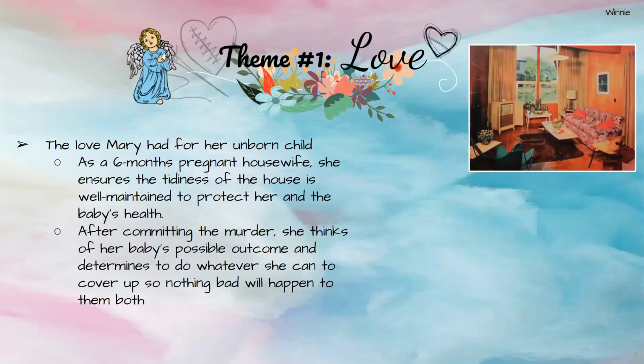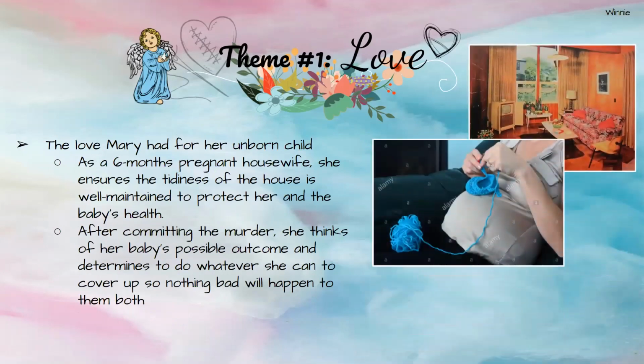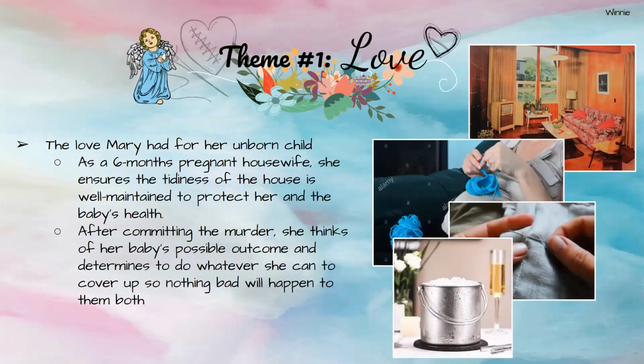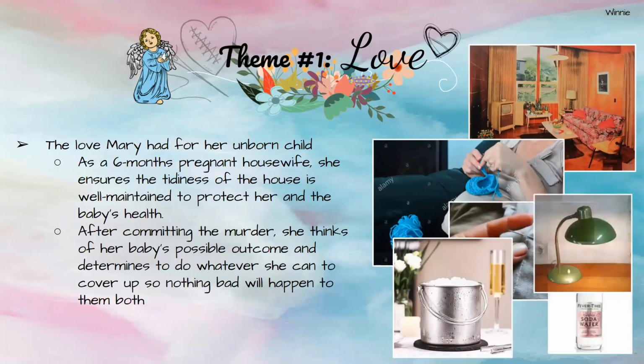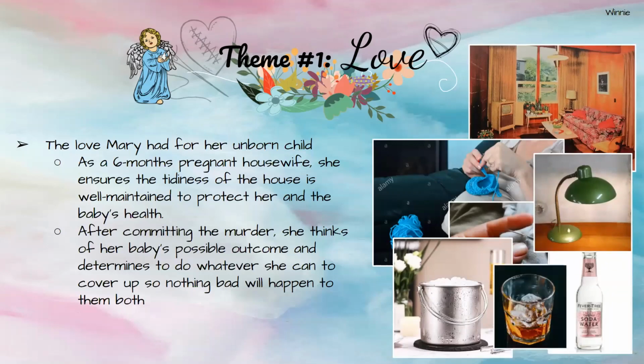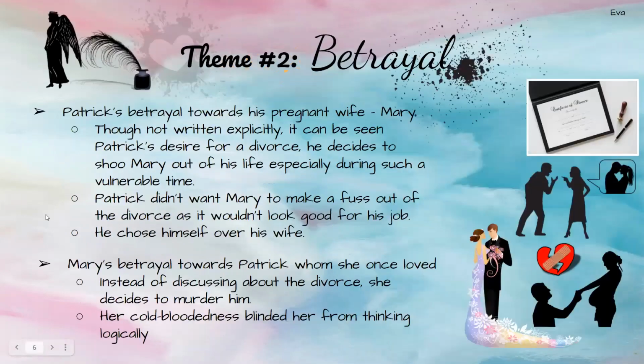Second is the love Mary had for her unborn child. As a 6 months pregnant housewife, she ensures the tidiness of the house is well maintained to protect her and the baby's health. After committing the murder, she thinks of her baby's possible outcome and is determined to do whatever she can to cover up, so that nothing bad will happen to them both. And I will pass it on to my next groupmate.